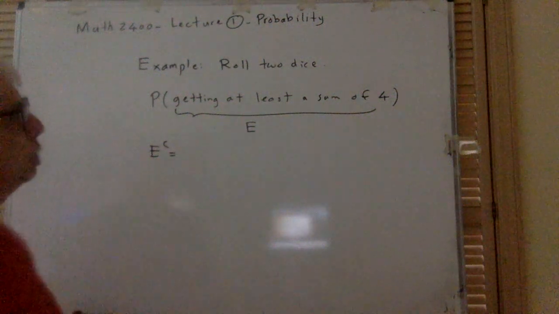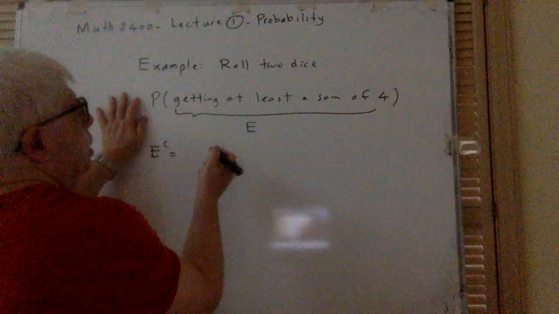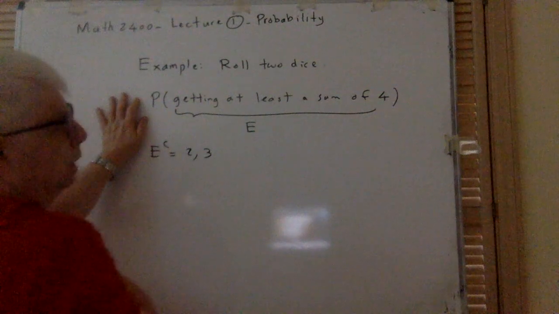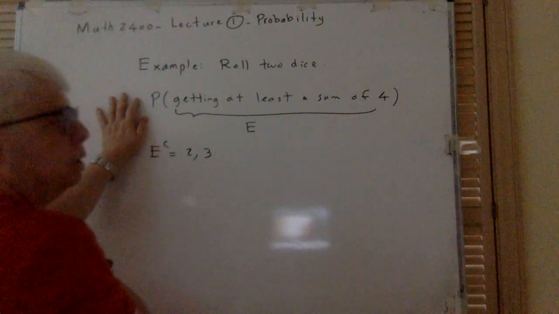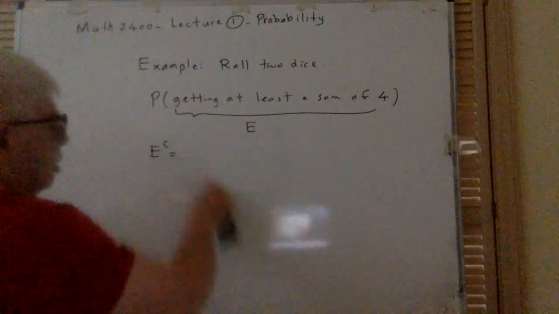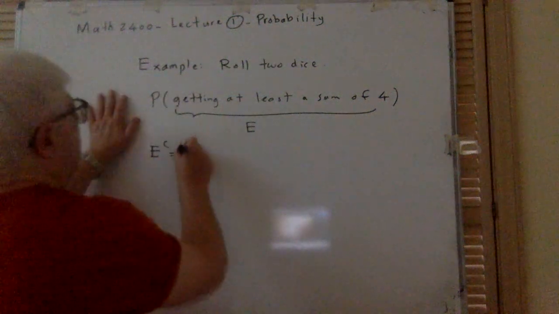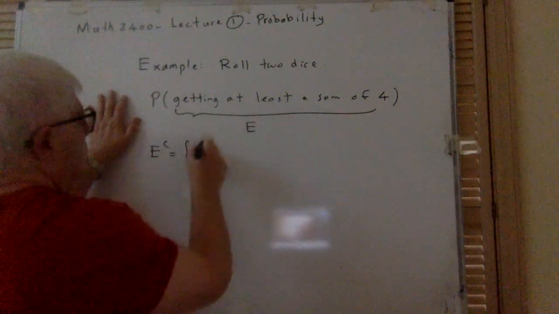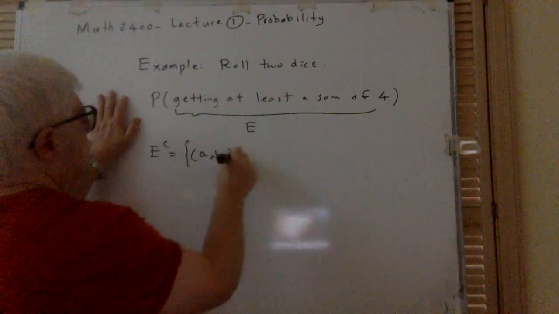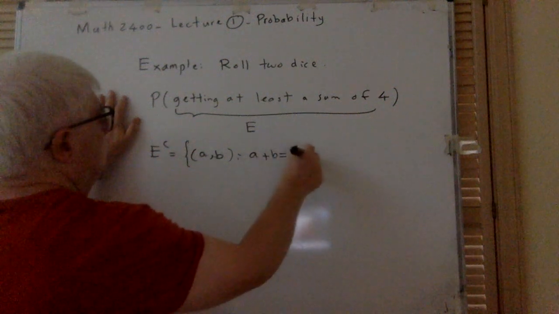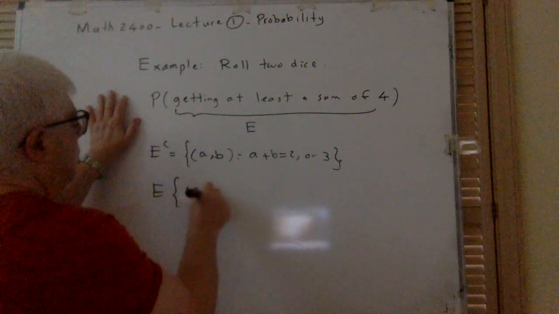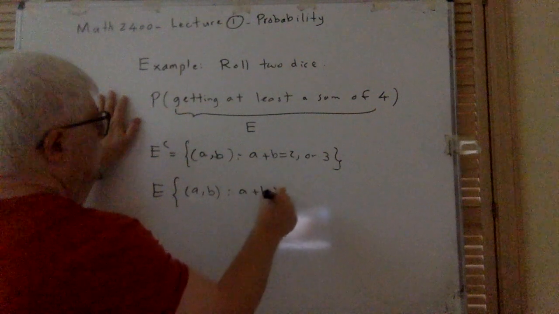So at least the sum of 4 means either what? We have 1 plus 1 is 2, 1 plus 2 is 3, right? So these are E complement, the sum of 2 or 3. So E complement is, let me write this in more formal way, (A, B) such that A plus B is 2 or 3. And E is (A, B) such that A plus B is bigger than or equal to 4.